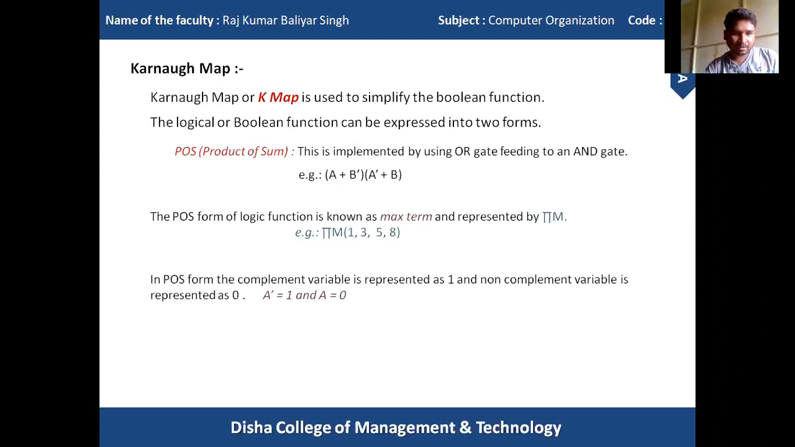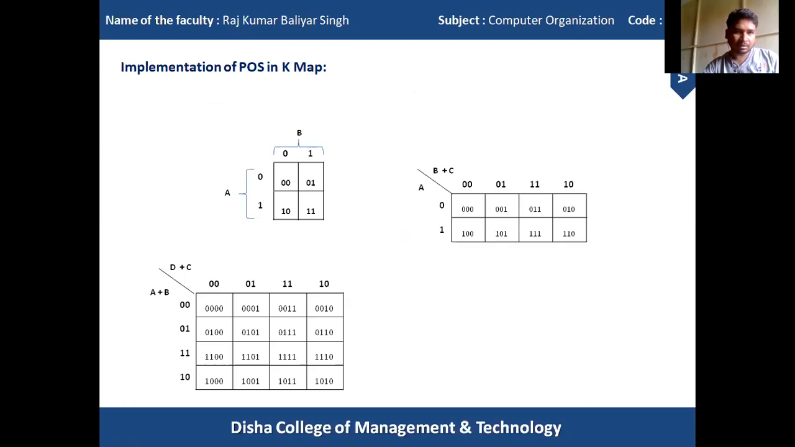That rule is that the complement variable is represented with 1 and the non-complement variable is represented as 0. So here I am taking a naught as a variable, a complement form of the variable a, so it is represented as 1, and a is simply the non-complement variable of a Boolean function, so it is represented as 0. A few classes back, we studied the representation of a POS.